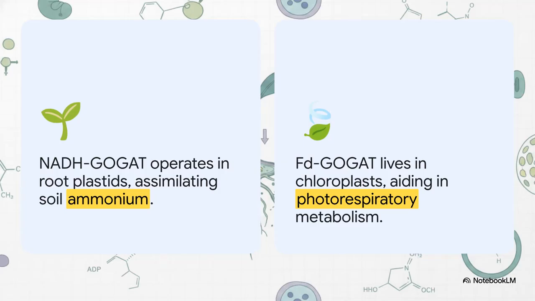Much like GS, GOGAT comes in 2 specific types, tailored directly to their environment. NADH GOGAT operates in the plastids of roots and non-photosynthetic tissues. It uses NADH as its electron source to assimilate ammonium right from the soil. In stark contrast, FAD GOGAT lives up in the chloroplasts and relies on ferredoxin for its electrons. This contrast perfectly reinforces the overarching theme of how meticulously plants manage their energy sources, based strictly on whether the tissue is photosynthetic or not.